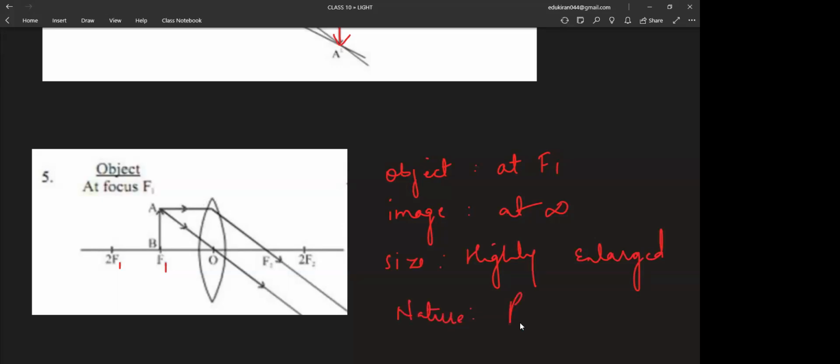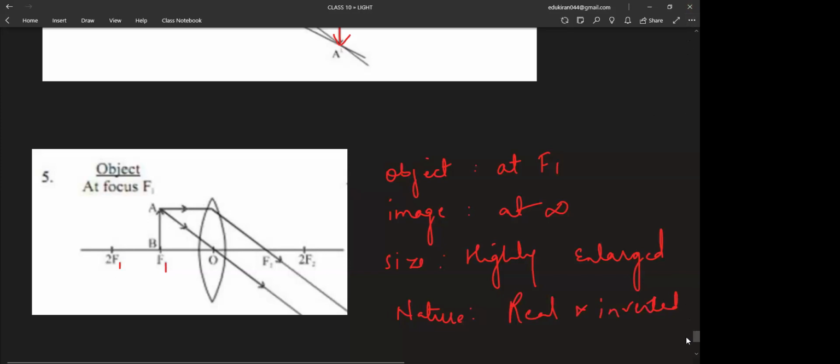See, here what is happening? In the previous case, we had seen that whenever you have the light rays which are coming parallel, they pass through the focus. Now this is at the focus. So when we are talking about the image, this is formed at infinity. Fine. And then what about the size of image? Now size will be highly enlarged. See, something is formed at infinity, so it would be very, very large. So this is highly enlarged. And nature would be again real and inverted for all these cases. These are the ray diagrams for the convex lens.